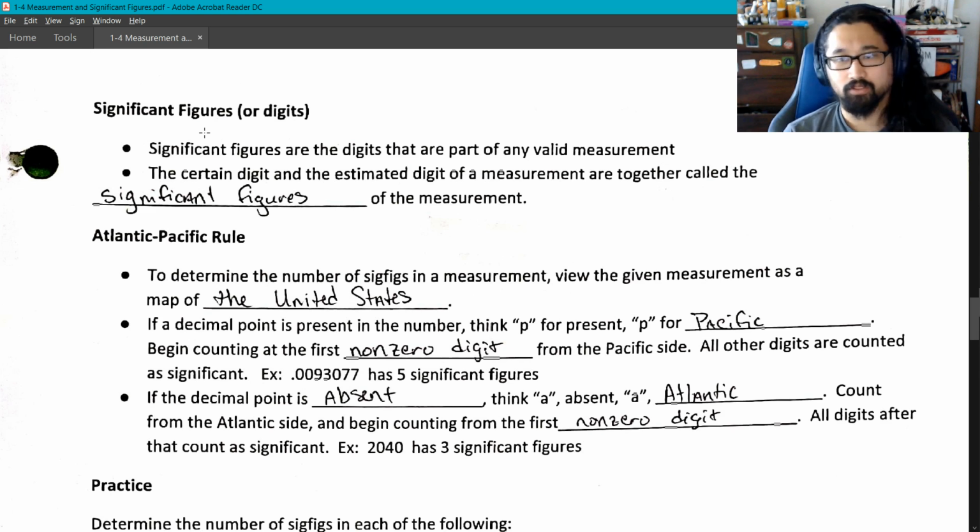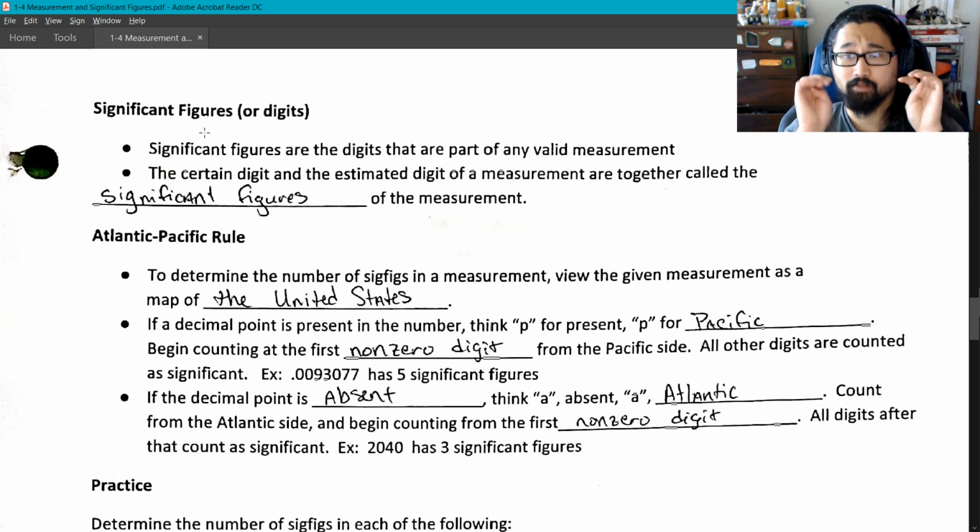It's a very formal definition. All it means is that we count some of the numbers with more weight than other numbers in order to determine which of the numbers are significant. There's one rule that you have to remember.